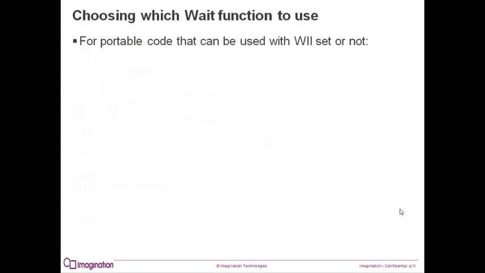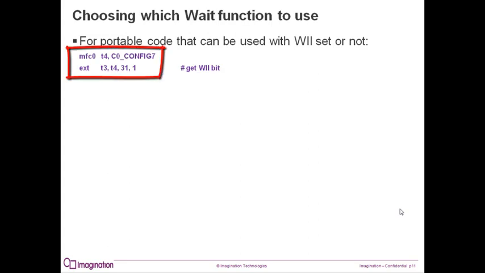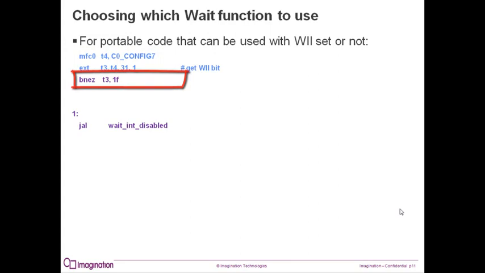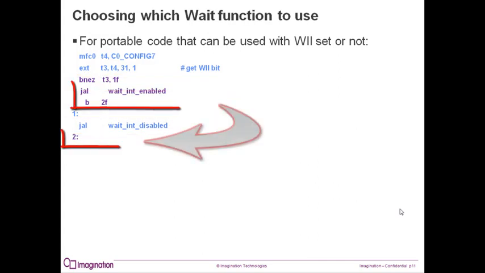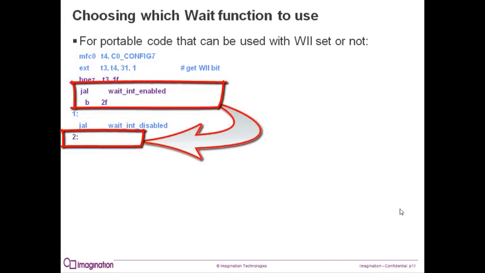In some cases, you may need to make your code portable with systems that don't have the Wait IE Ignore feature. In that case, you can just select between the two wait functions I have shown you. The code gets the WII bit. It checks to see if it is not set. If it is not, it calls the functions with interrupts disabled. If it is set, it calls the functions with interrupts enabled.